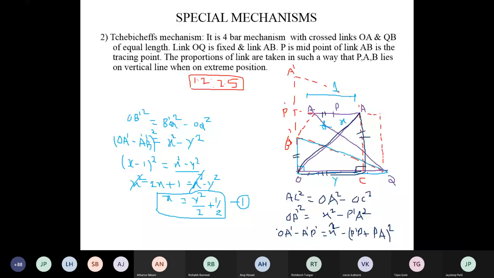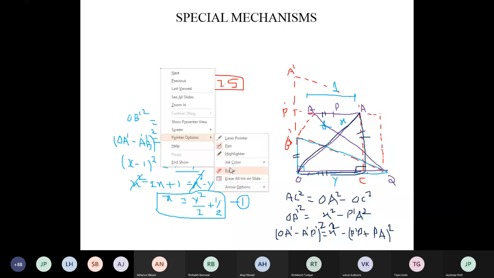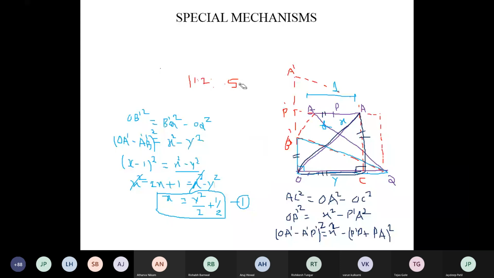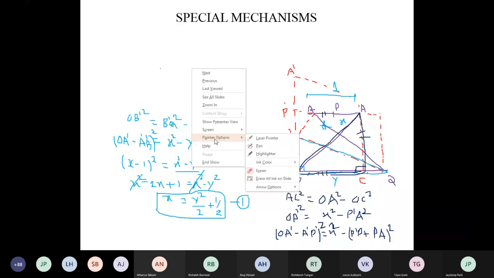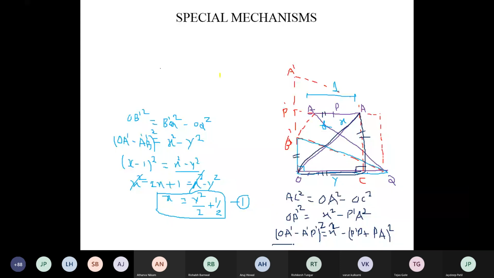Now you have to put the values here. Now you will write here, I will get this equation. Did everyone understand? Okay, now write down this equation here. Now what is this OA dash? Anyone? In bracket, x.